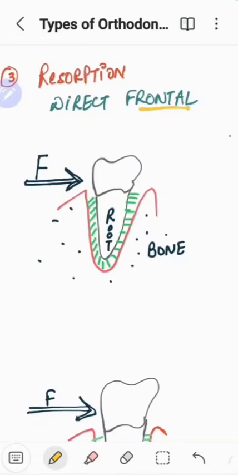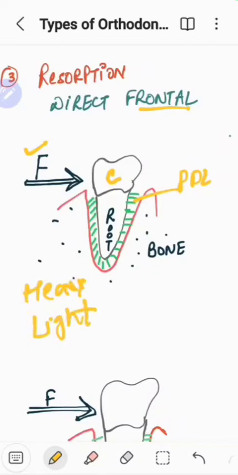Now, to summarize what frontal resorption is, supposedly this is the crown portion of the tooth, this is the root portion, the alveolar bone, and the green ones here are the PDL fibers. Whenever external orthodontic force is applied onto the tooth structure, it could be heavy forces or light forces. Here we'll discuss the light continuous forces.